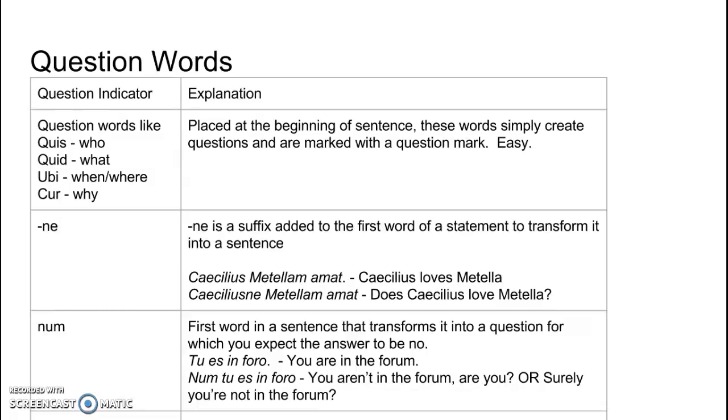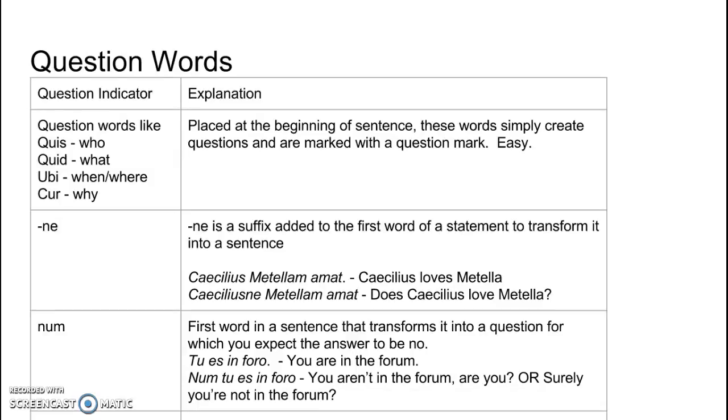The first question indicator is question words like quis, quid, ubi, and cur, which are the Latin equivalent of the English who, what, where, and why. If you do not know these, stop this video and write these down and take these notes. These will be on the test. Placed at the beginning of the sentence, these words simply create questions marked with a question mark. Very easy. Just know what each word means and you'll be fine.